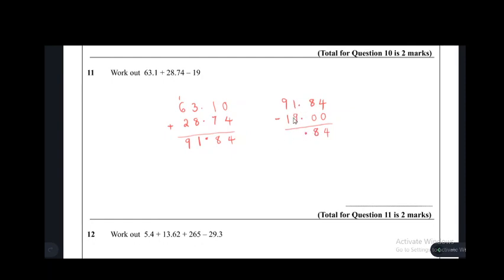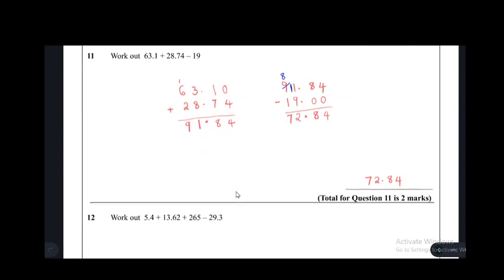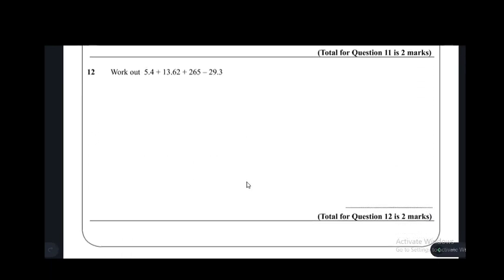1 take away 9. 1 take away 9 is not possible, so I'm gonna have to borrow from this next number. So if I borrow 1 from here, I remain with 8. Always remember to indicate that. And then I'm borrowing a 10, so 10 plus 1 will get me an 11. So 11 take away 9 gives you 2, and then 8 take away 1 gives you 7. So our final answer will be written as 72.84. Woohoo!